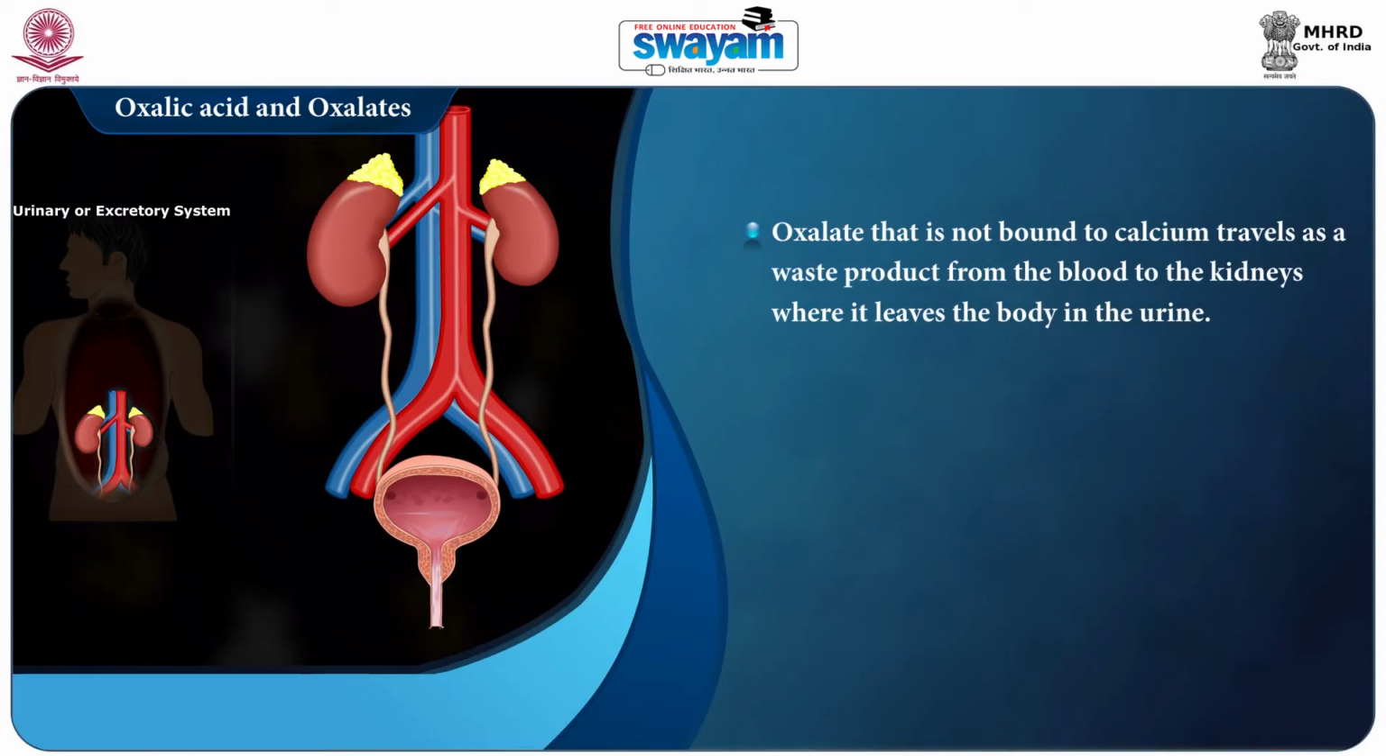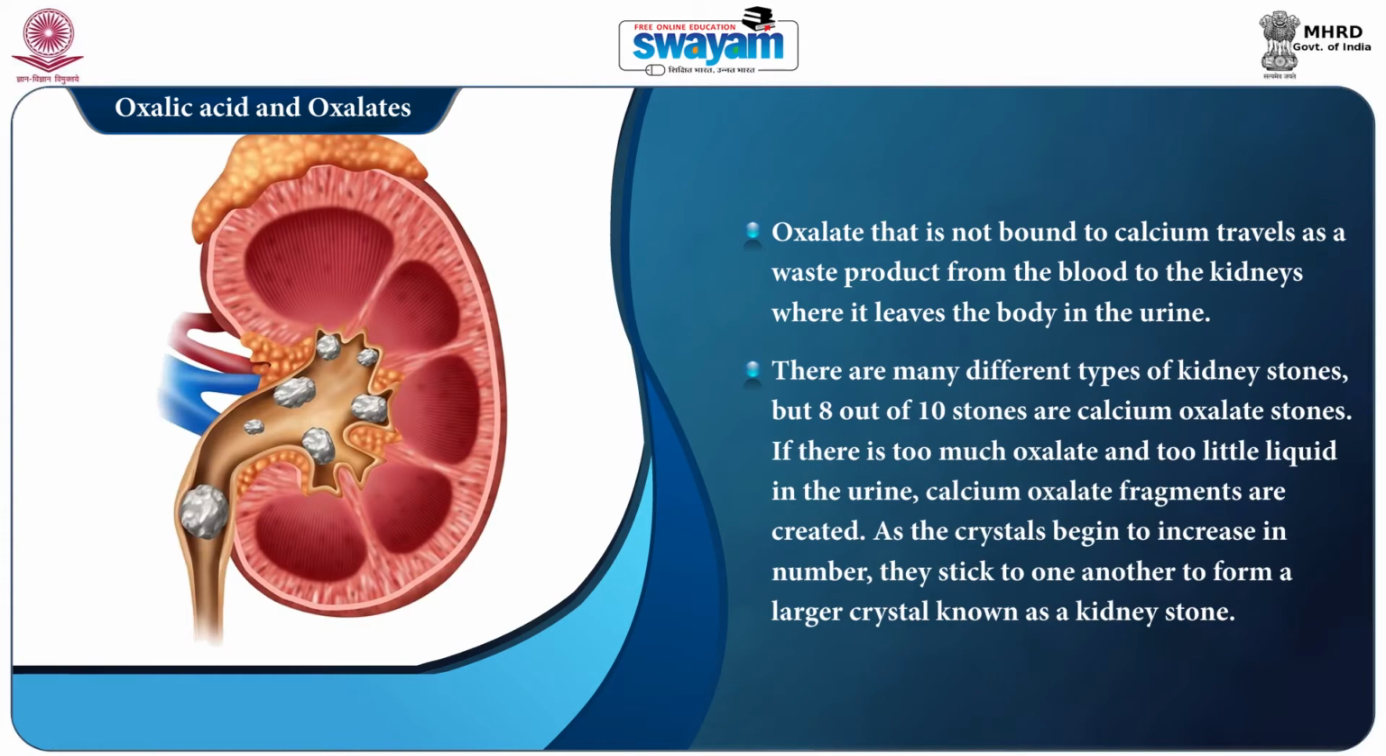Now, oxalate that is not bound to calcium travels as a waste product from the blood to the kidneys, where it leaves the body in the urine. There are several different types of kidney stones, but 8 out of 10 stones are calcium oxalate stones. So, if there is too much oxalate and little liquid in the urine, calcium oxalate fragments are created. As the crystals begin to increase in number, they stick to one another to form a larger crystal known as a kidney stone.